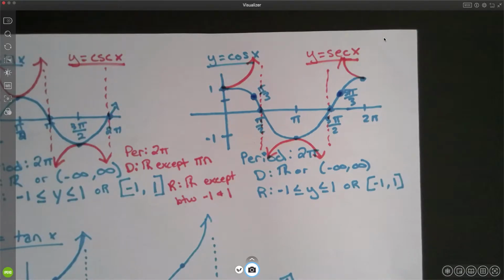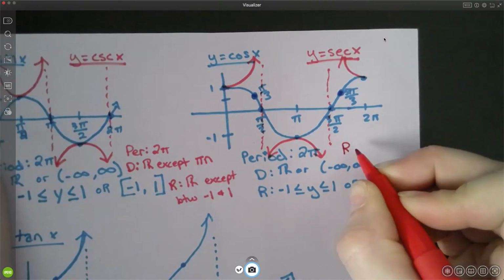Okay, so it is still 2 pi, so the period stays the same. I'm going to put that over here. Period is still 2 pi.